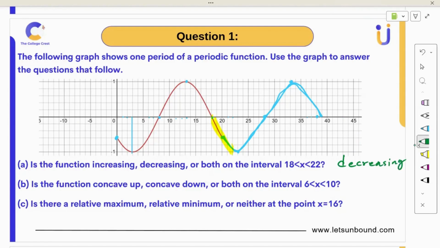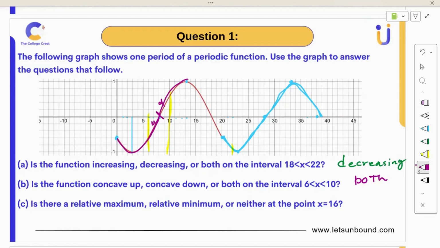And is the function concave up, concave down, or both on this interval 6 to 10? So let's focus on 6 to 10. Where is 6? So 5, 6 here. Go to the graph. And 10 here. So this is the width we are working. So is it concave up or concave down? This way it's concave up, correct? Till this. Then from here it's concave down. So this part is coming up concave up and down, so it's both.